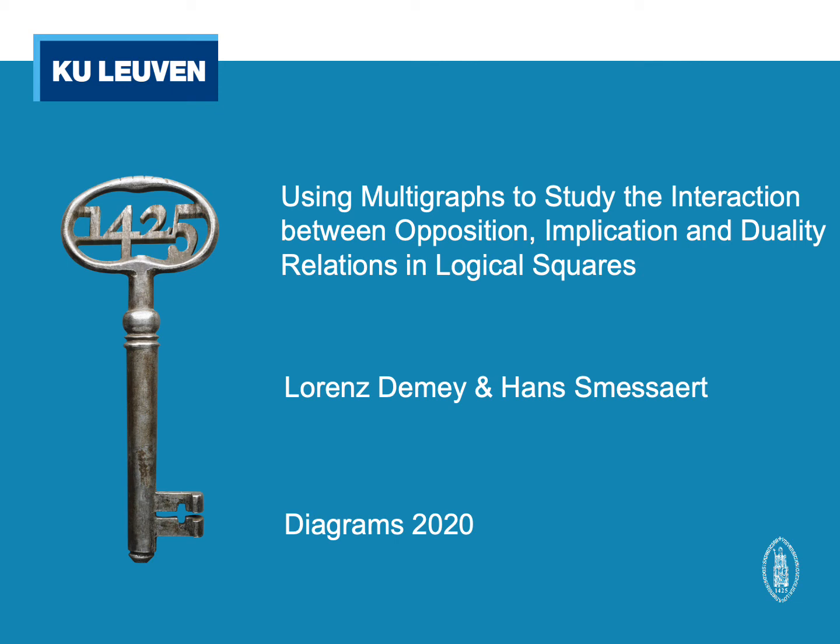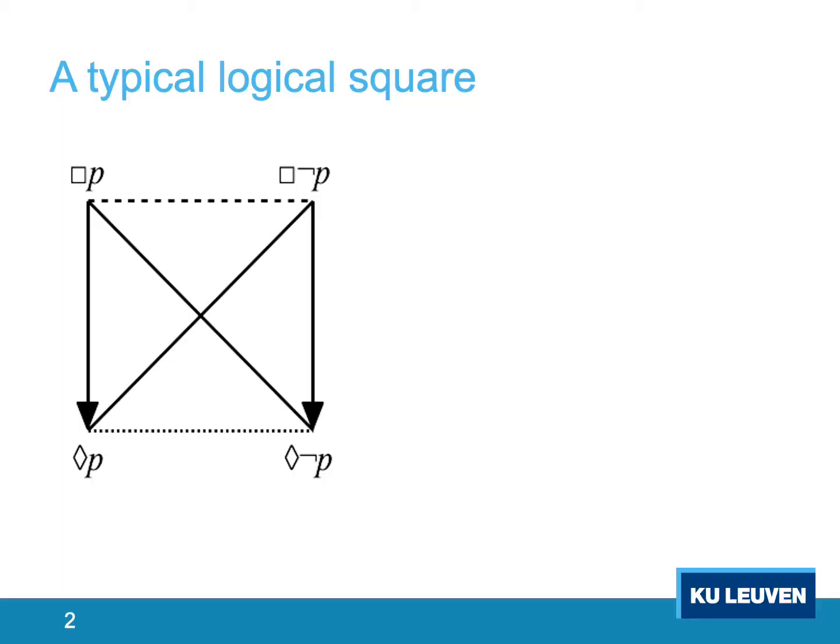In this short video, we will provide some background for our paper using multigraphs to study the interaction between opposition, implication and duality relations in logical squares. When you look at an ordinary logical square, like this one for example, for modal logic, you'll see that the formulas stand in the so-called Aristotelian relations of contradiction, contrariety, subcontrariety and subalternation.